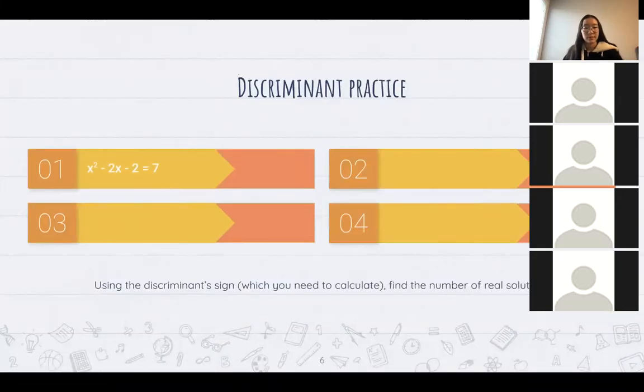All right, so this first equation actually is not in standard form, so we have to get it there. What we're going to do is subtract 7 from both sides. So x squared minus 2x minus 9 equals 0. And now it's in standard form. So you can do, remember the discriminant, b squared minus 4ac.